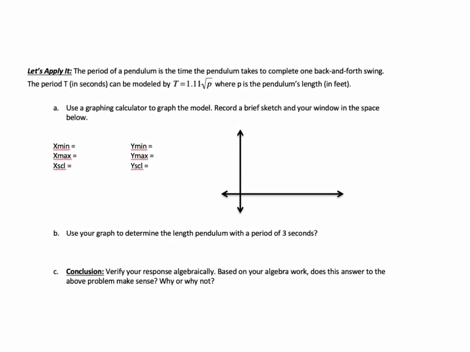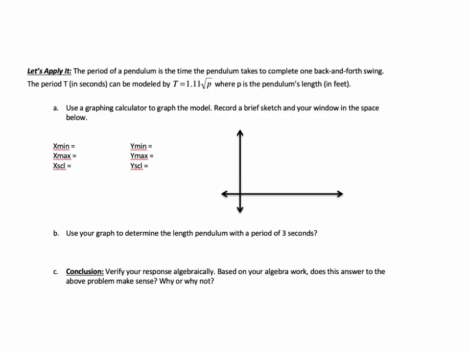So, pretty simple word problem here. We'll read it together. The period of a pendulum. A pendulum is like a needle that swings back and forth. Maybe you have one on one of your clocks at home. The period is the time something takes to cycle back and forth. So the period of a pendulum is the time the pendulum takes to complete one back and forth swing.